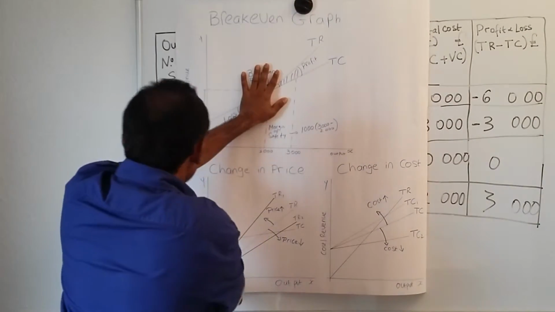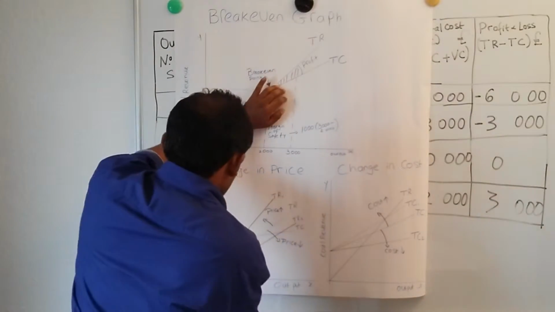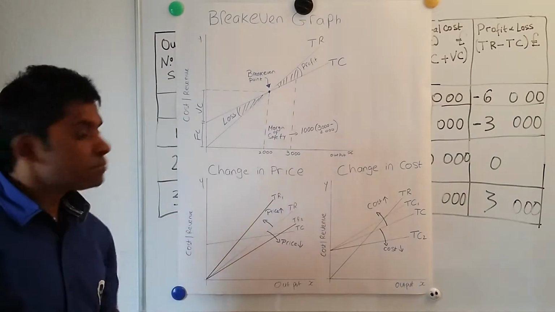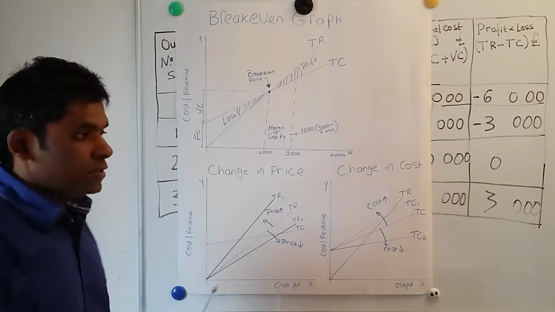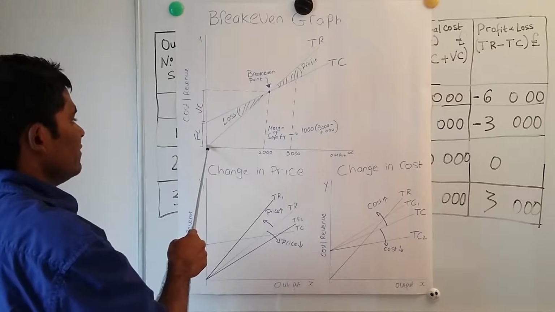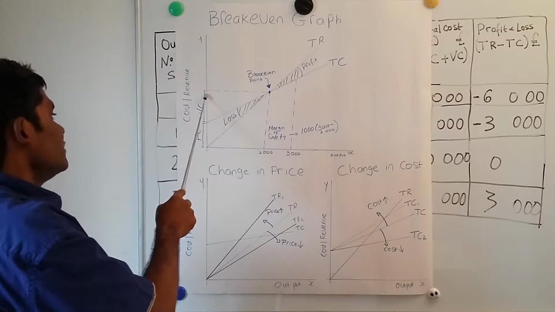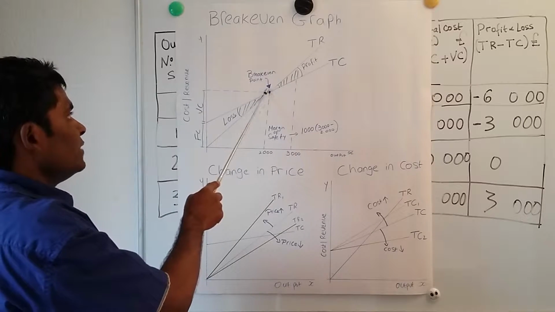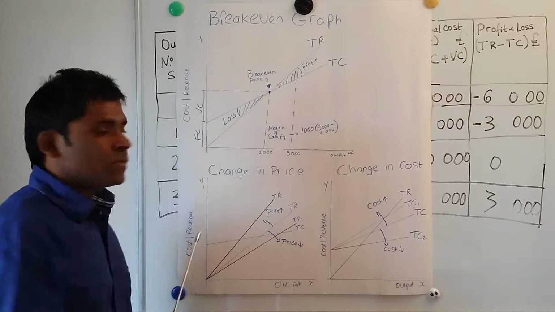Let's see quickly how it looks on a graph. Output, cost and revenue. We have two curves, total cost and total revenue. Here we have the fixed cost, and here the variable cost. This will be the break-even point at our level of output 2,000.